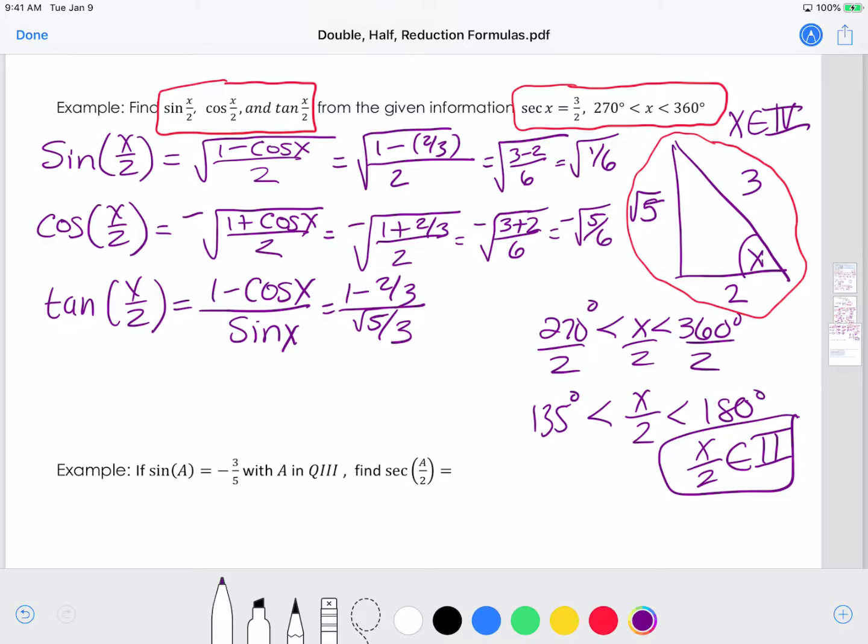And since angle x is in the fourth quadrant, sine should be negative, so that should be negative square root of 5 over 3. Now I am going to multiply through by 3 to clear the complex fraction. So I have 3 minus 2 all over negative square root of 5, which is 1 over negative square root of 5. So here's our final answer for tangent of angle x over 2. Here's cosine of x over 2, and here's sine of x over 2.